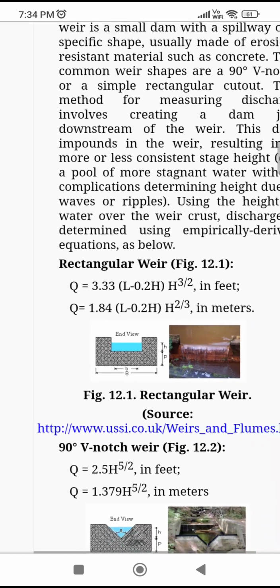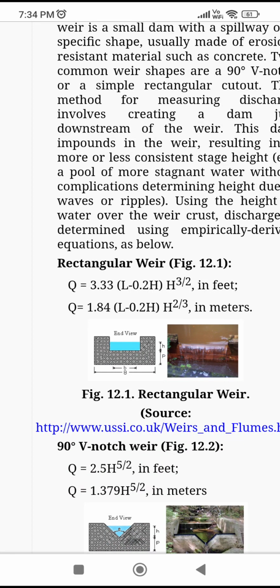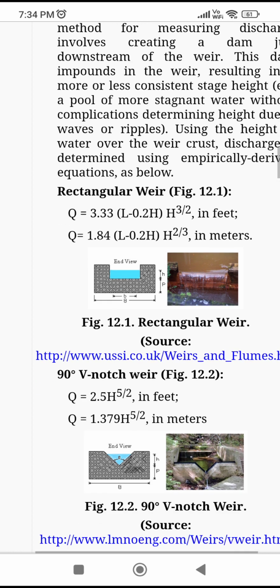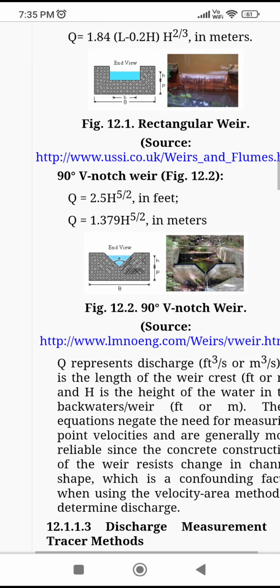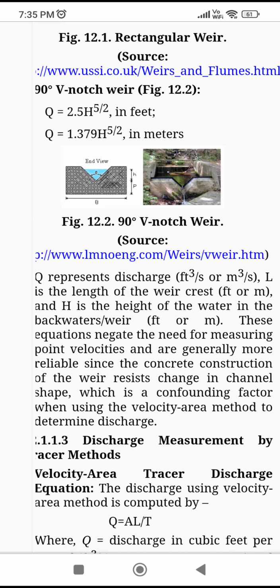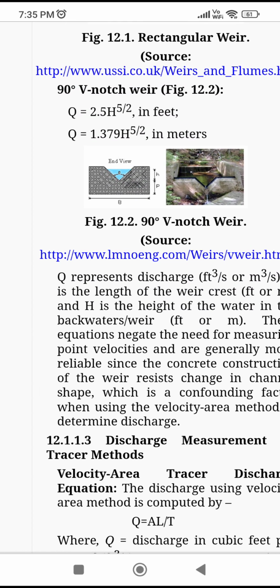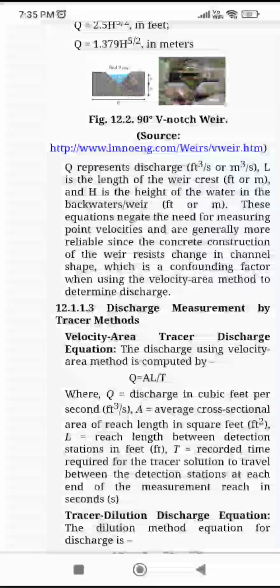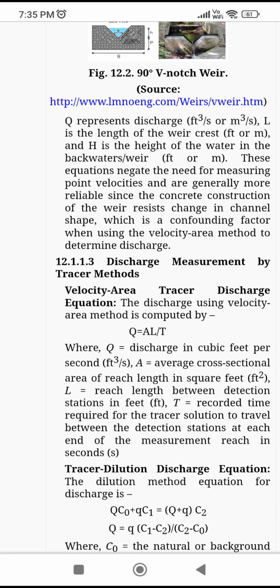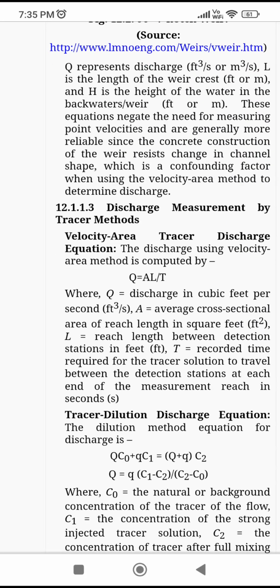So for a rectangular weir, Q is equal to 1.84 (L minus 0.2h) h raised to 3 by 2, in meters. For a triangular notch, the formula is Q is equal to 1.379 h raised to 5 by 2, where h is the height of water in the backwaters or weir in meters. Then discharge measurement by tracer method, Q is equal to AL by T.